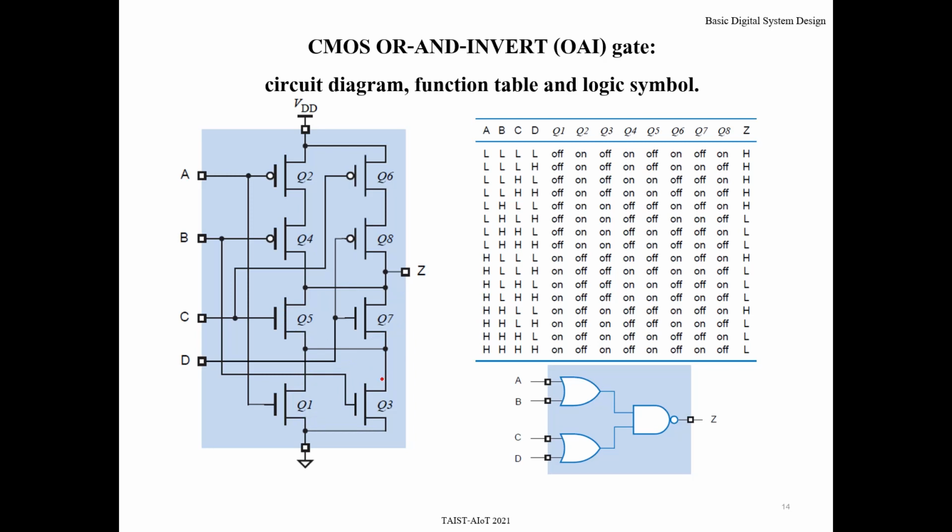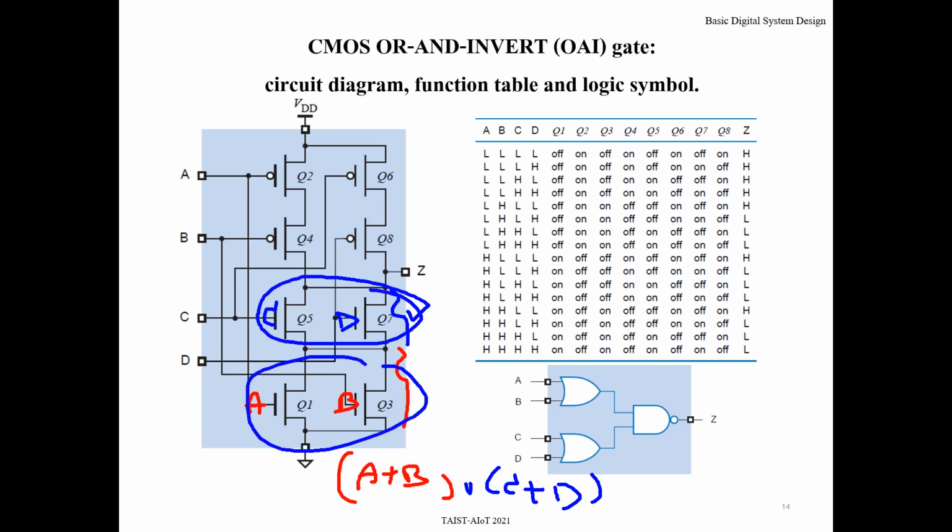So you can write the expression as A or B for this part, and this part C or D. And this part is in series with this part, so you use AND. And don't forget, because output Z will be 0 when this and this turn on, you need to invert this term also, so that it becomes OR. Use an OR gate, and then the outputs of the OR gates are ANDed together, and then inverted: OR, AND, invert. OR-AND-invert.